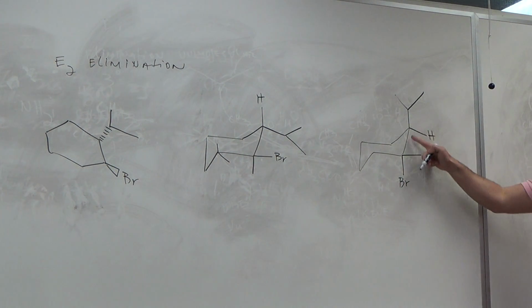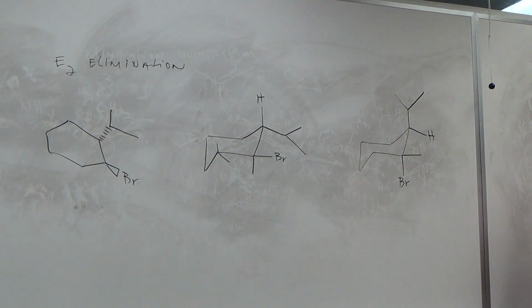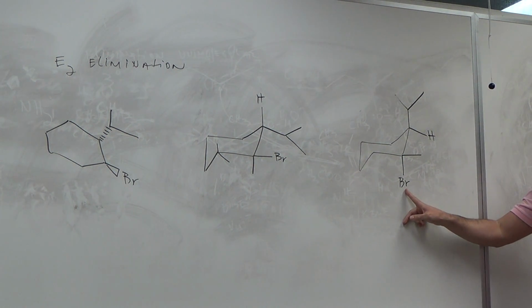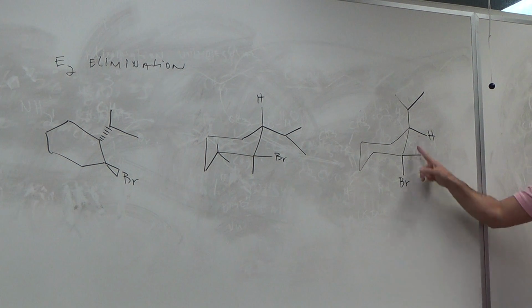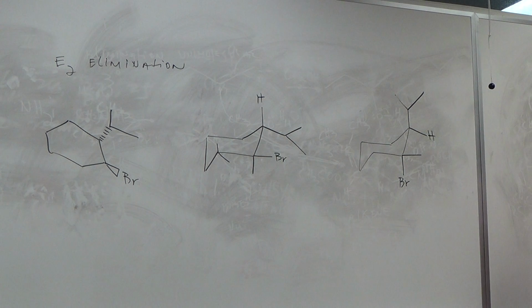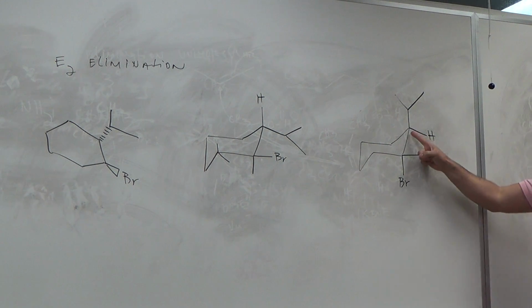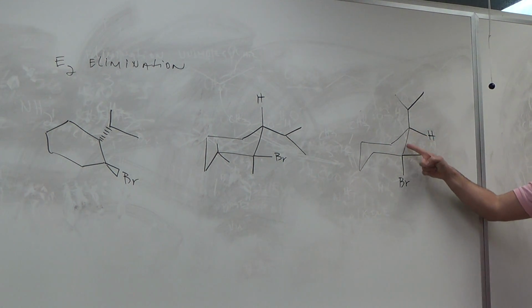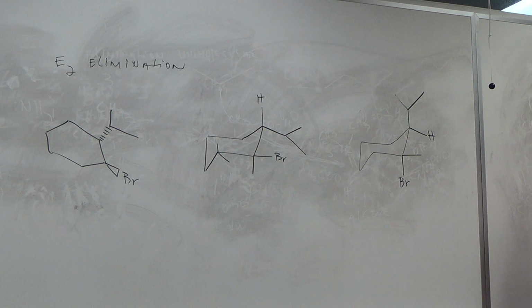Can it eliminate with anything on this side? Yeah, because now it's, I'm sorry, it's axial as opposed to equatorial before. Now it's axial. So it could eliminate, but is it with this one here? It can't eliminate with that, it has to eliminate with the hydrogen. So there's no way that this can make a double bond here. It cannot. The double bond has to be made somewhere else.